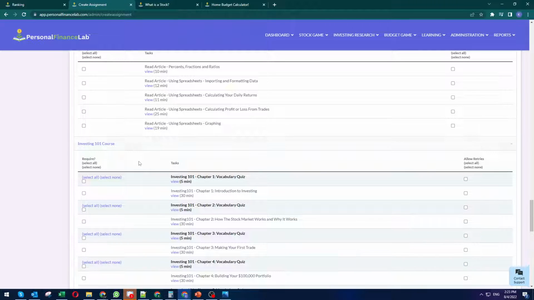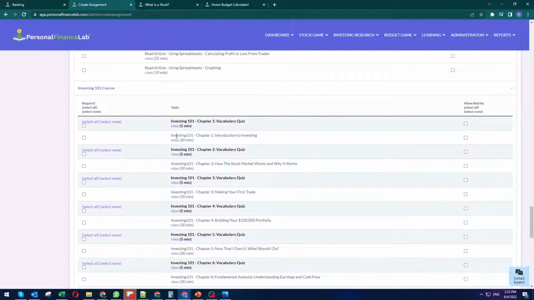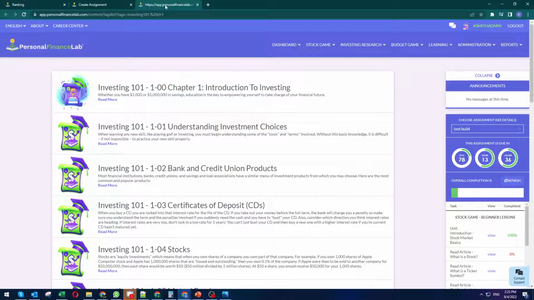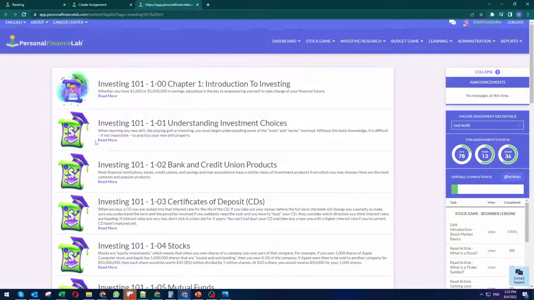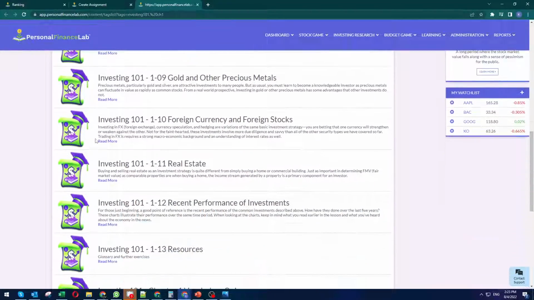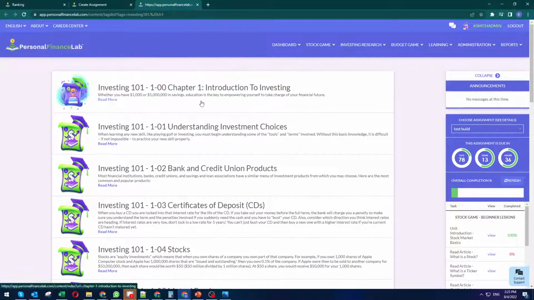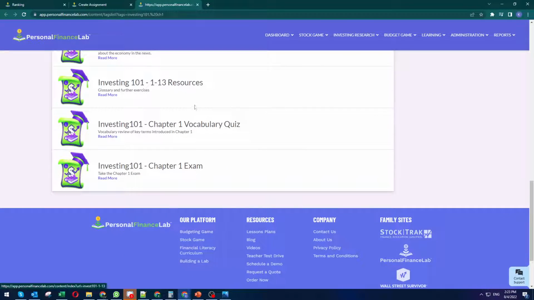The next type we have is in our Investing 101 course. Our Investing 101 course, instead of it being one lesson and a short quiz at the end, there's about 10 on average mini lessons that talk about some smaller subject. And then at the end of the 10 lessons, there is both a very short vocabulary exam and a longer chapter exam that covers everything in that chapter.